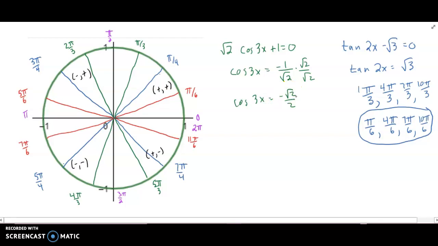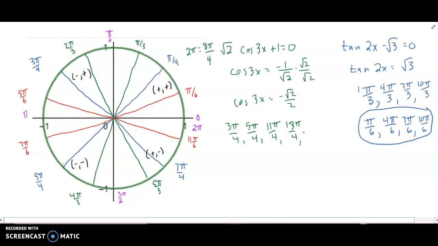Now, if it was just cosine of x, pretty basic equation. We know it's in quadrant 2 and 3. It's the pi over 4s. 3 pi over 4, 5 pi over 4. And again, I'm going to add 2 pi. My denominator is 4. So I'm basically adding 8 pi over 4 to each of those solutions. But I actually need to go around now 3 times. So the first time around, I've got my 3 pi over 4 and 5 pi over 4. If I add another rotation around, I'll be at 11 pi over 4 and 13 pi over 4.